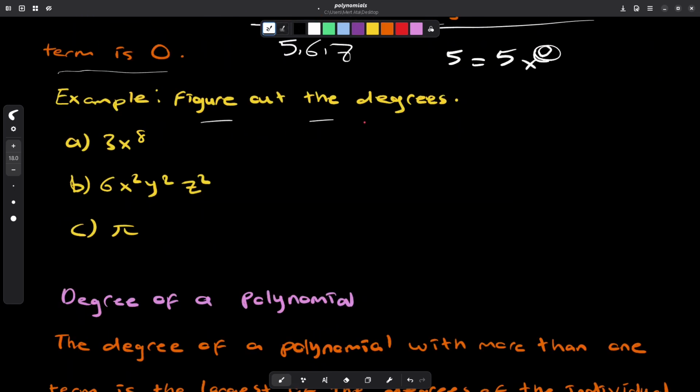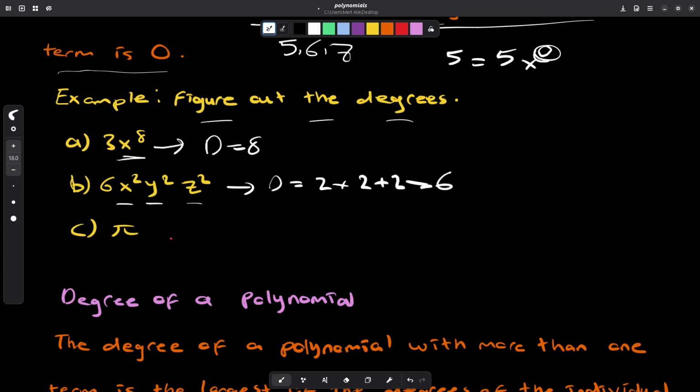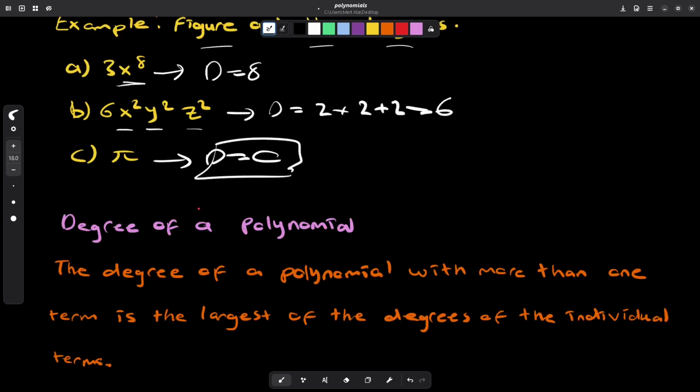Example, figure out the degrees. 3x to the 8th power, the degree is clearly 8. There's only one variable. Here we have three variables, so we need to add the degrees. Degree is equal to 2 plus 2 plus 2, which gives us 6. Pi is by itself, it has no variable. The degree is 0. We cannot say there is no degree.